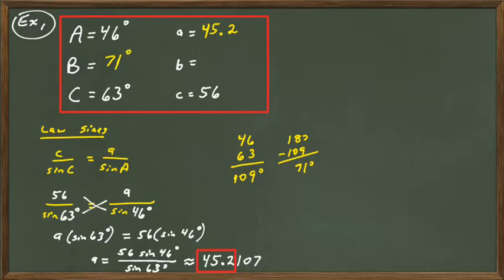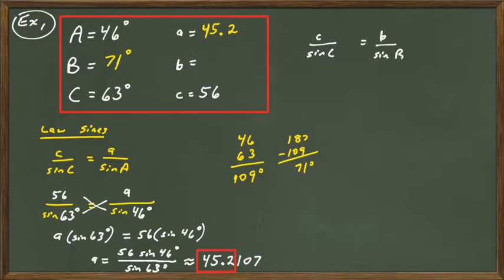Now I need to use something to find side B. Now, I hope you're going to pay attention here because I'm going to use C over sine C as opposed to A over sine A. Can anybody tell me why?